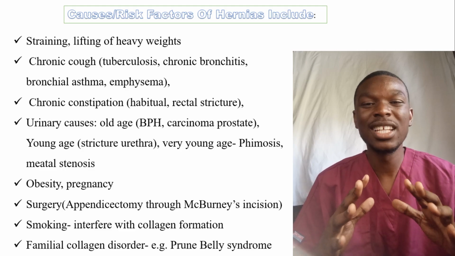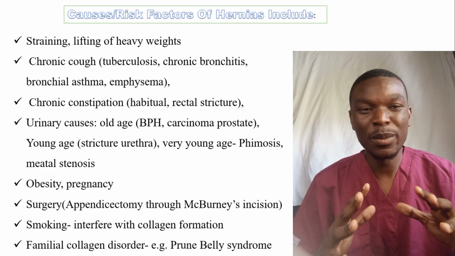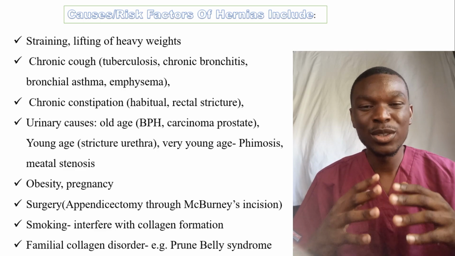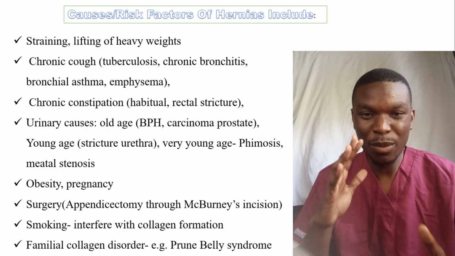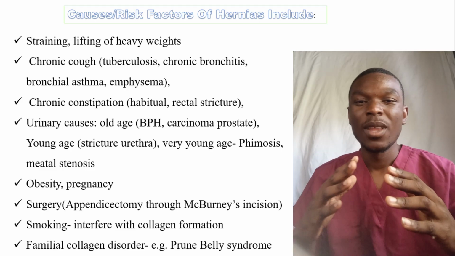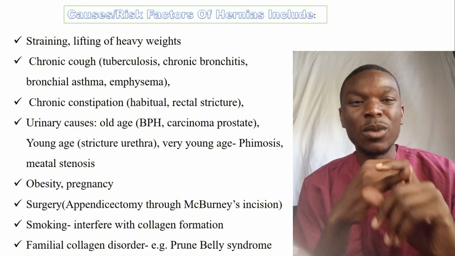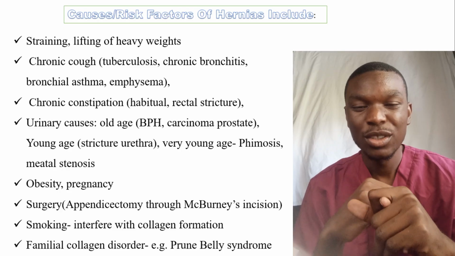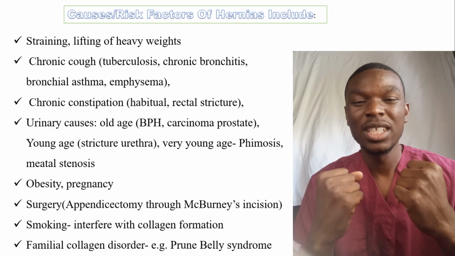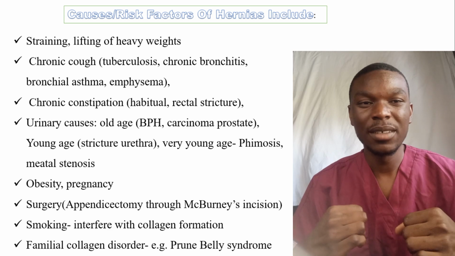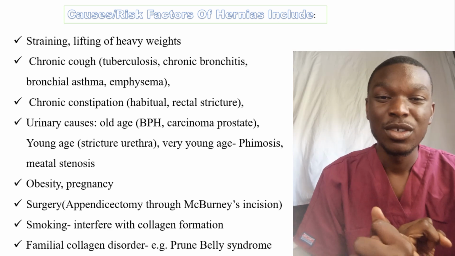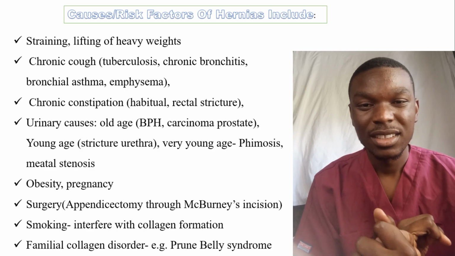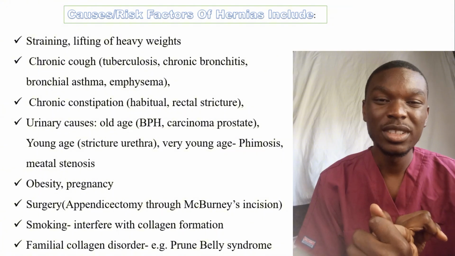So think about anything that causes pressure in the abdomen to cause these organs to push or bulge through these weaknesses or openings in the abdomen. So one of them is straining or lifting of heavy weights. So as people are lifting heavy weights, they increase the abdominal pressure. Chronic cough. So you'd find these hernias in patients of tuberculosis.